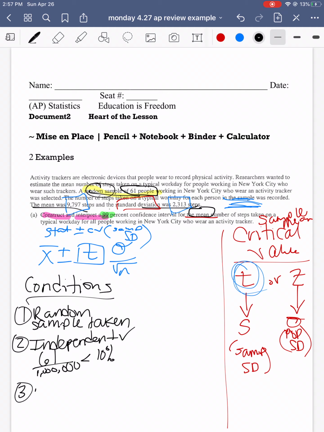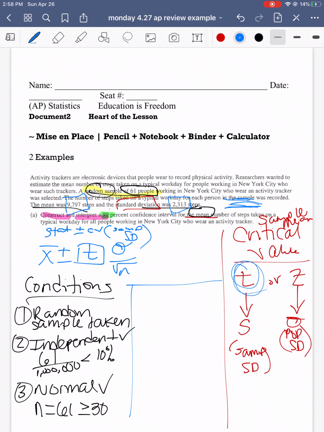And then our last one, normality. I want you to pause the video and think, how do I determine if a sample is normal for a sample mean? Okay, so hopefully you got this correct. We've been talking about this a lot lately. We look at the sample size. So n here is 61, so that is definitely greater than or equal to 30, so we've met the normal condition. So now I can go ahead and just calculate my confidence interval.